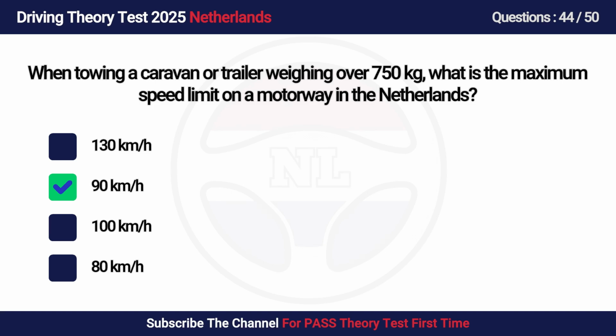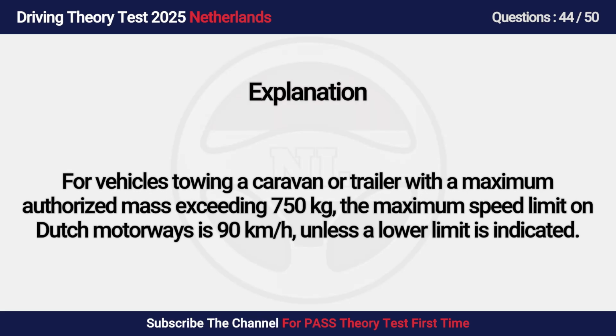Answer is B. 90. For vehicles towing a caravan or trailer with a maximum authorized mass exceeding 750, the maximum speed limit on Dutch motorways is 90, unless a lower limit is posted.